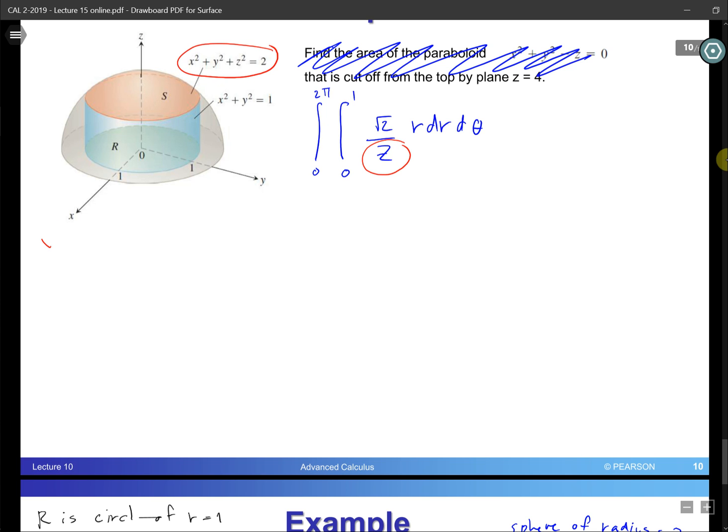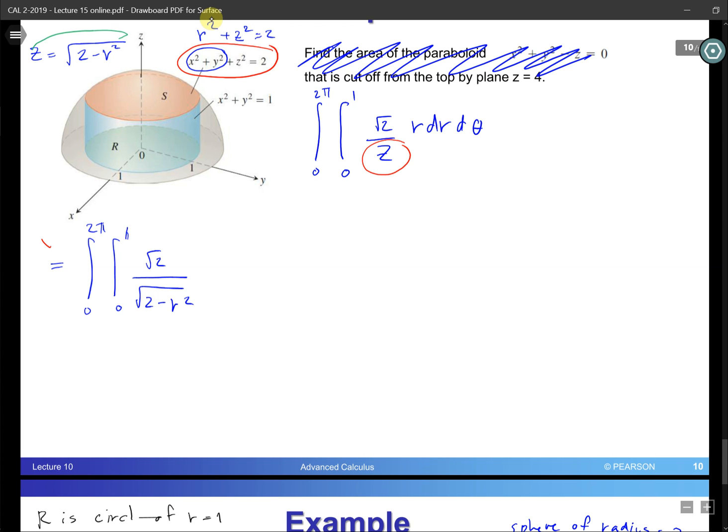This is going to be equal to r squared. Right? x squared plus y squared equals r squared, plus z squared equals 2, which means that z is going to be equal to the square root of 2 minus r squared. Right? I'm going to substitute that into the double integration that I have here. So this is going to be equal to the double integration from 0 to 1, 0 to 2 pi, square root of 2 divided by the square root of 2 minus r squared.